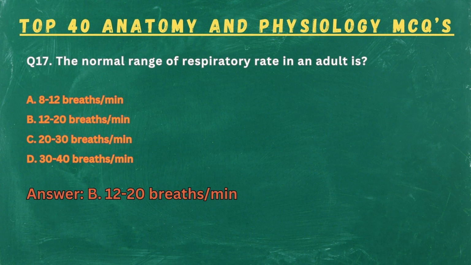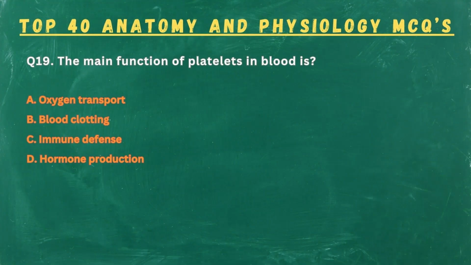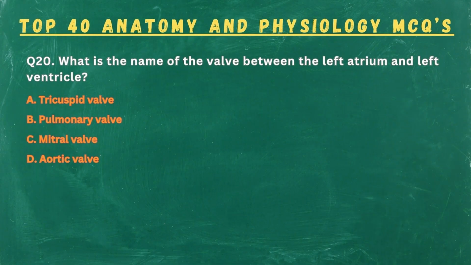12 to 20 breaths/min. Q18. Which part of the neuron receives signals from other neurons? A. Axon. B. Dendrites. C. Synapse. D. Myelin sheath. Answer: B. Dendrites. Q19. The main function of platelets in blood is A. Oxygen transport. B. Blood clotting. C. Immune defense. D. Hormone production. Answer: B. Blood clotting.